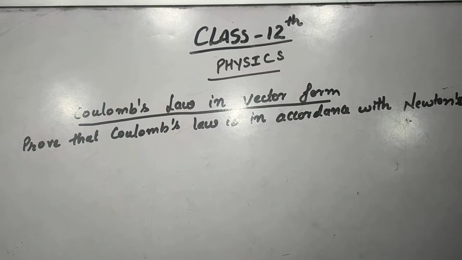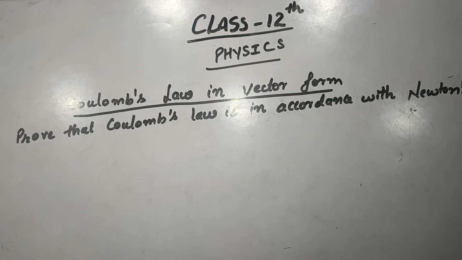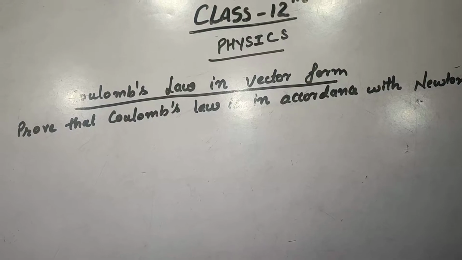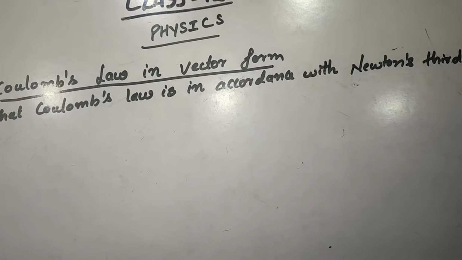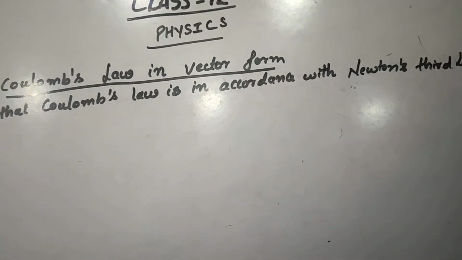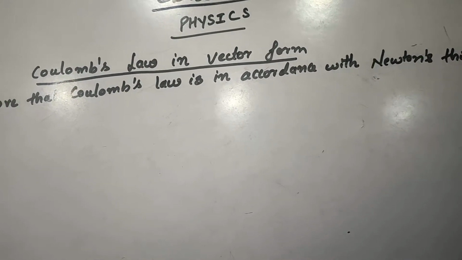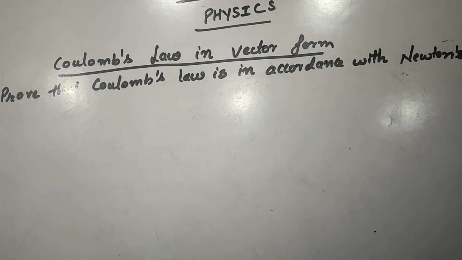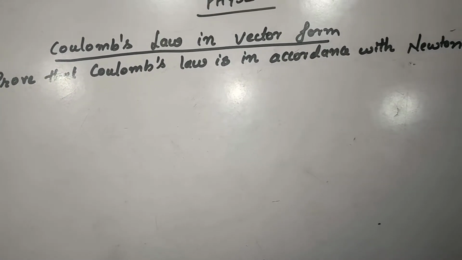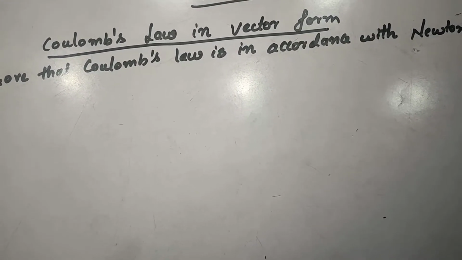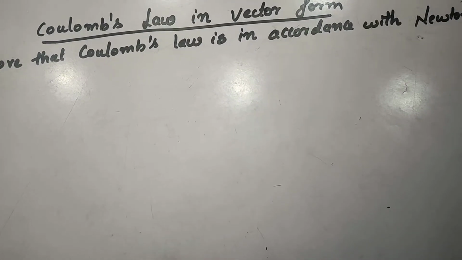Dear students, let's start with Coulomb's law in vector form. The question comes in the form of: prove that Coulomb's law is in accordance with Newton's third law. We all know that Newton's third law says action is equal to reaction, right? So we have to prove that the force exerted by one charge on the other charged body is equal and opposite to the force exerted by the other charge on the first charged body.